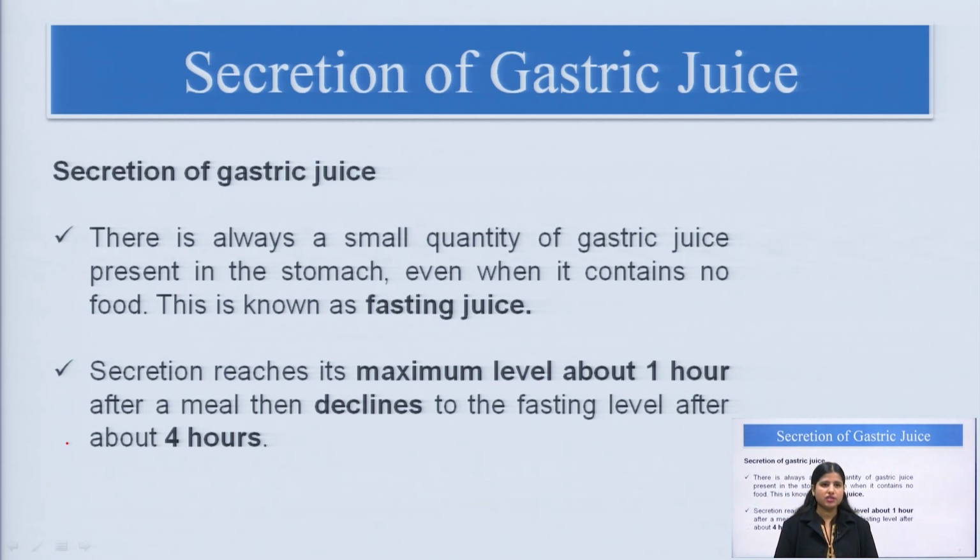Secretion reaches its maximum level about 1 hour after the meal. When we take a meal, within 1 hour the secretion of the gastric juice attains its maximum level, and it starts to decline after about 4 hours of the meal.